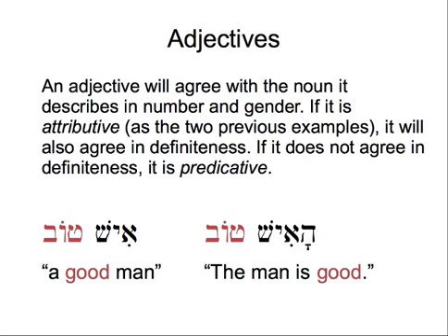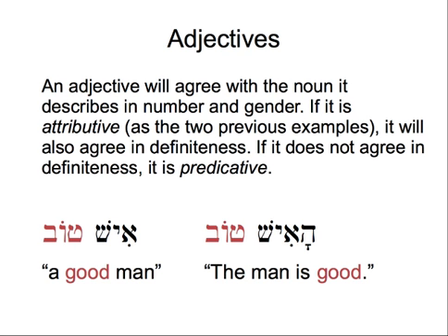It's not going to be modifying a feminine plural noun. It's not going to be modifying a masculine plural noun. It will be matching in number and gender. But it doesn't have to match in definiteness. If it does match in definiteness, that's what we call an attributive adjective. A good man. It's attributing something to that man.